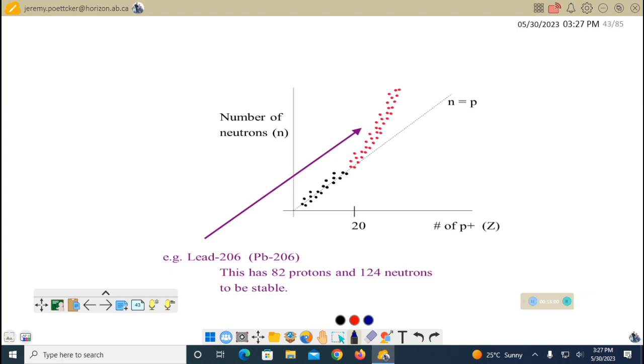So lead, for example, lead-206. On your periodic table, if you find lead, Pb, I would write the notation this way, and I'd find on my periodic table that lead is number 82. Lead is going to have 124 neutrons in order to be stable. So there are 42 more neutrons than protons.